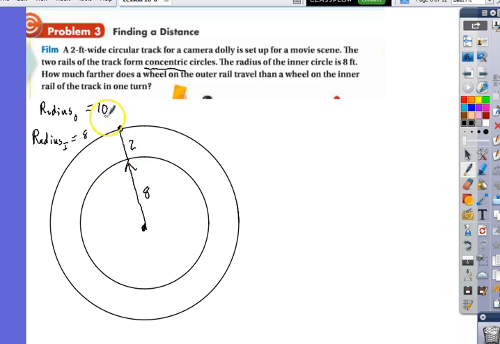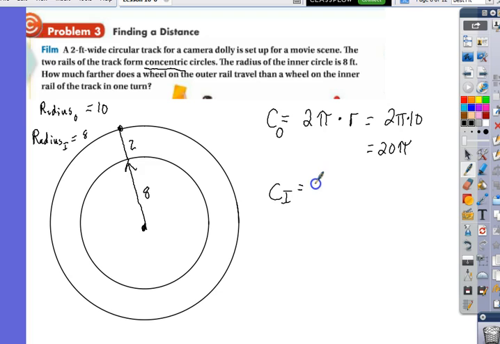All right, so we got radius is equal to 10, radius is equal to 8. What represents the distance all the way around the outside? The circumference. So I'm going to find the circumference of the outer, which is just 2 times pi times r, which is 2 pi 10, which I'm going to call 20 pi. What do you think the circumference of the inner is? It'll be 2 pi times 8. What does that come out to be?